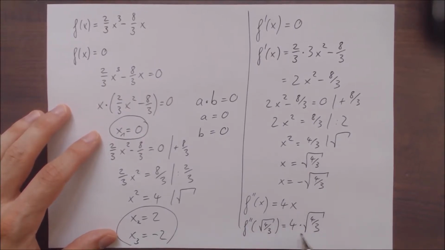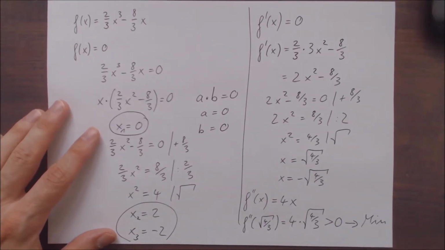So I don't know what that is exactly, but it is surely positive, because a positive times a positive makes a positive, so we can surely say this is bigger than 0. And if it's bigger than 0, then we know this is a minimum. And we can do the same for the other value, this one, f double prime.